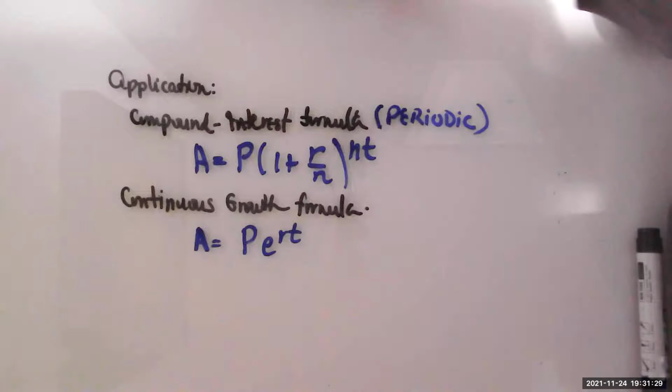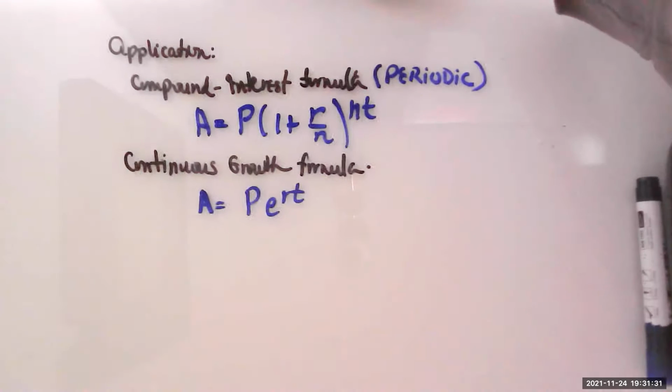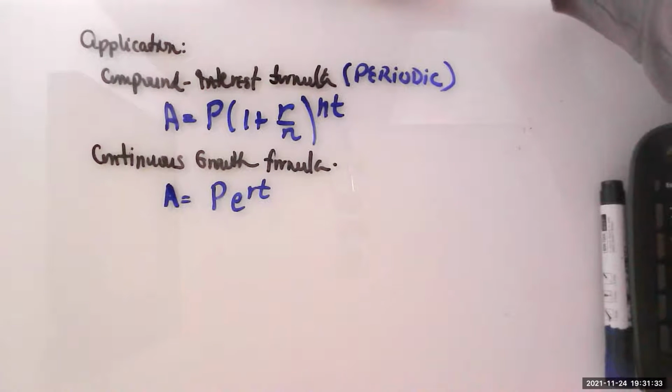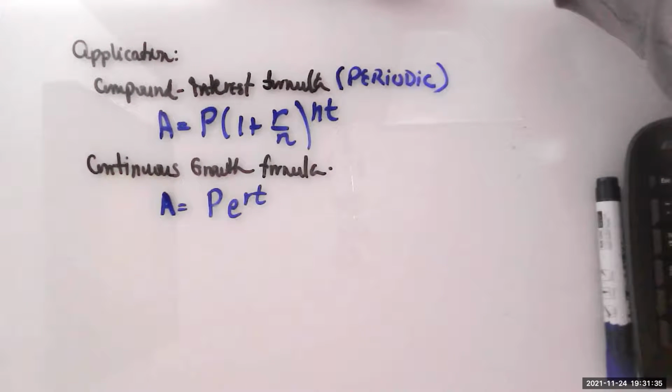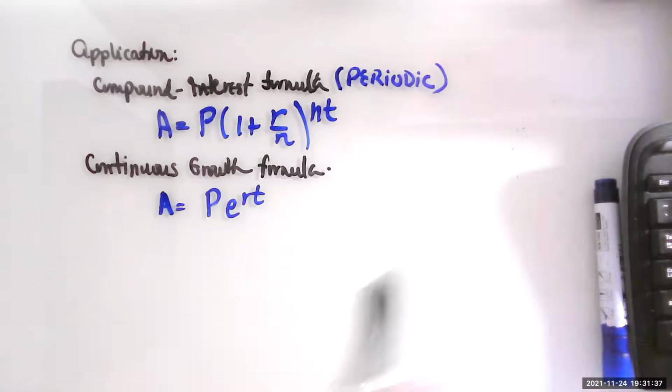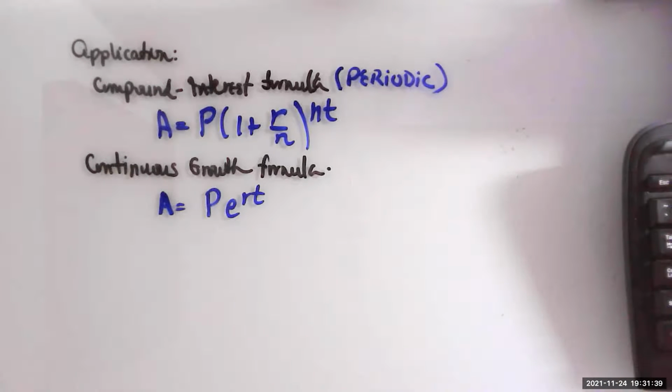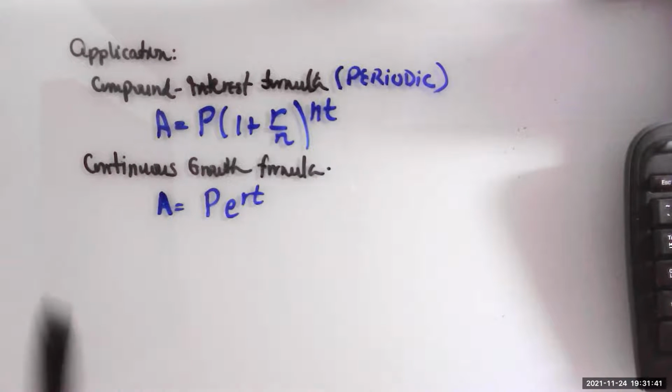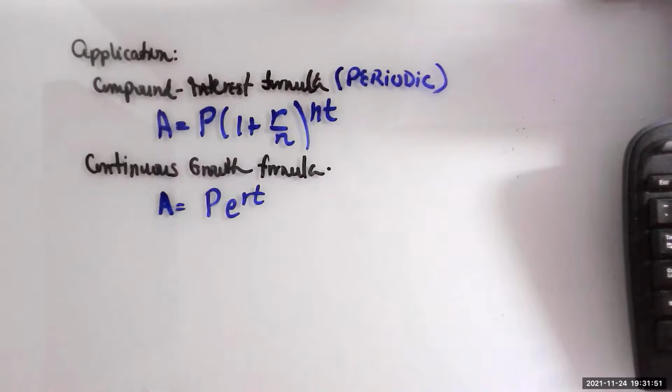Okay. Let's go ahead and review one of the applications of a finance application. In this case, it would be compounding money, a financial application. Of course, we already went over the compound interest formula. It's periodic. Every n amount of time, we apply the interest rate n times in 1 year.